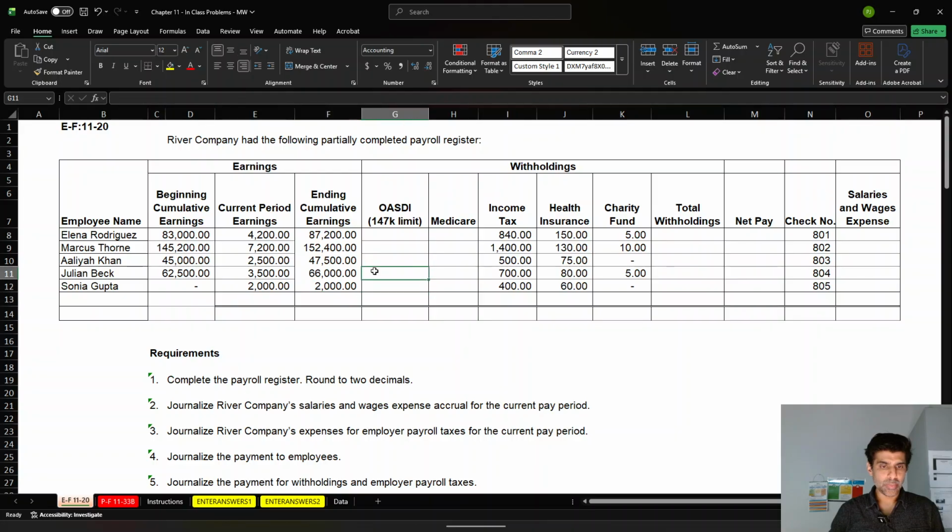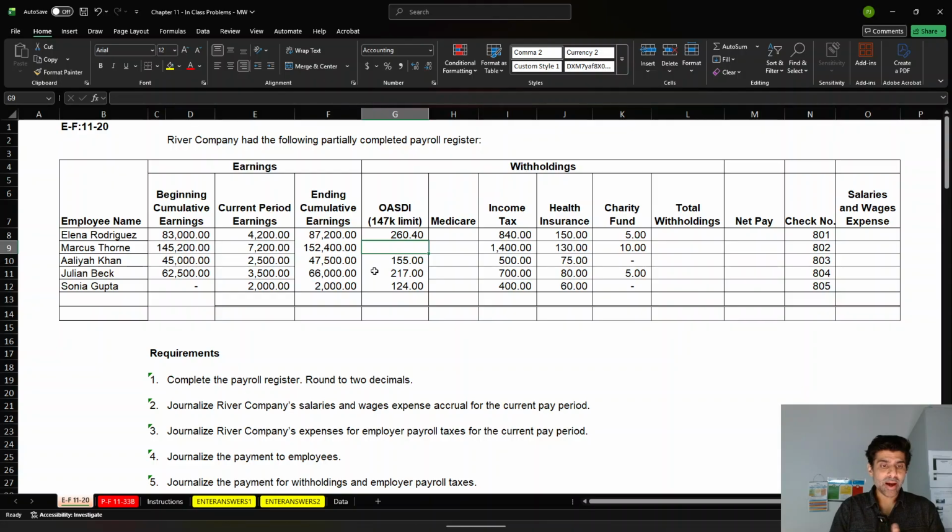Okay. Now the OASDI limit, I can see that except for this second person who crossed the limit, everyone else, their entire paycheck is going to be subject to OASDI. So I would do basically this paycheck times 6.2%, 0.062, and I'll just apply it downwards. But again, we know this one is going to need a special calculation. So I'm going to just delete that.